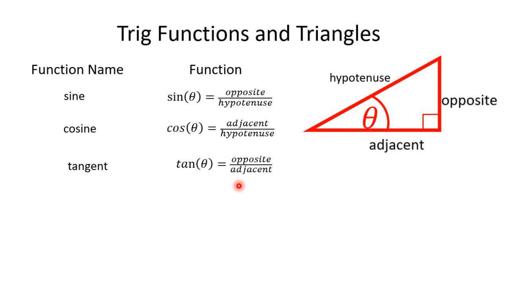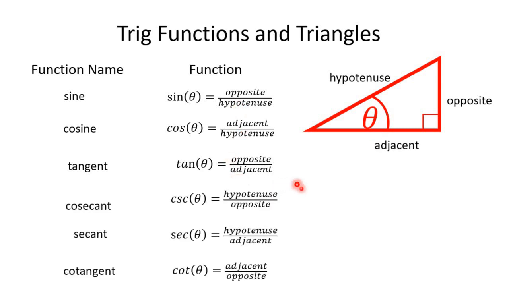The last three are just the reciprocals of these. So the first reciprocal is the cosecant, which is the reciprocal of the sine. The second is the secant, which is the reciprocal of the cosine. And the third is the cotangent, which is the reciprocal of the tangent. So these are the 6 trig functions. We're going to go ahead and define these for a specific triangle.